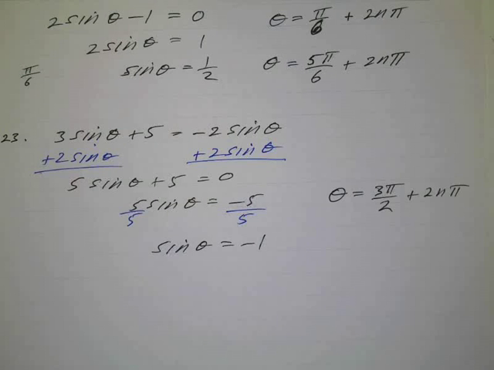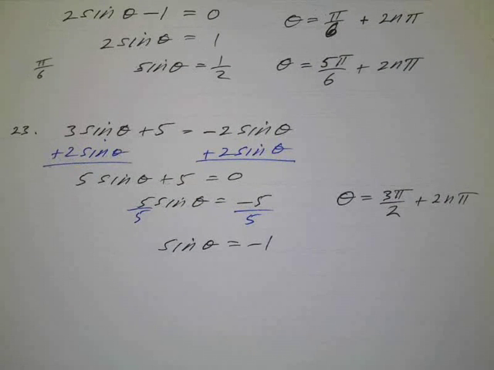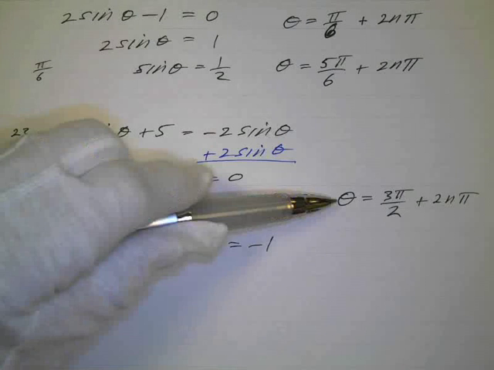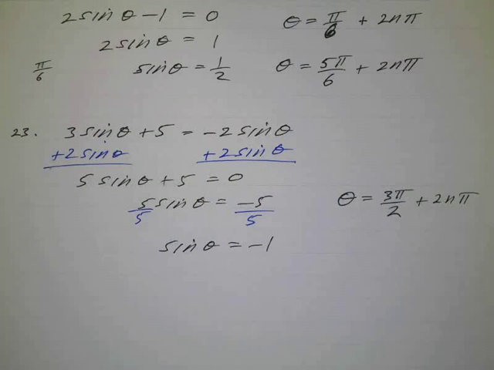Okay, and that's all you really have, because it's one of those nice values where you just have one solution per period. That happens whenever it's negative 1 or 1. So that's your answer, right over here. Hope those help. Not too difficult.